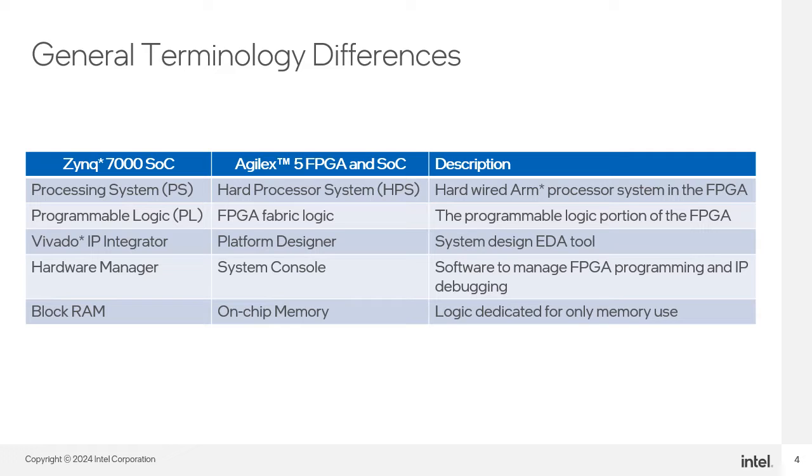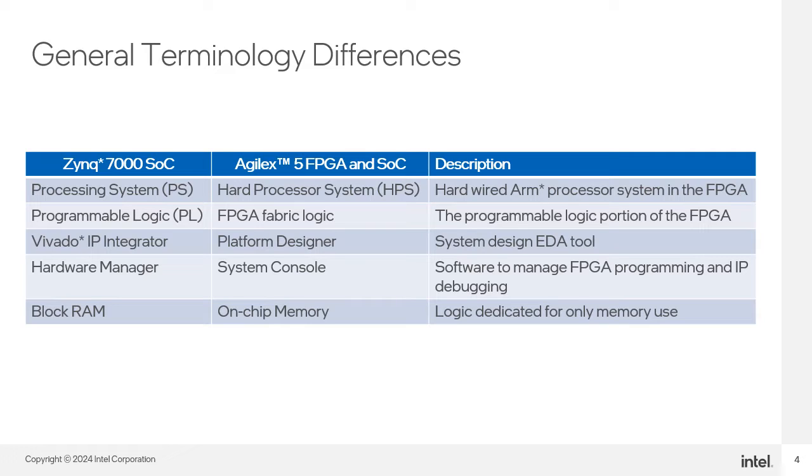To build a system for the Zynq UltraScale FPGA, you use Vivado IP Integrator. The equivalent tool to use for the Agilex 5 FPGA is Platform Designer, which would be used in conjunction with the Quartus software. If you are unfamiliar with the Quartus software or Platform Designer, we offer many trainings for free of charge to help you shorten the learning curve.